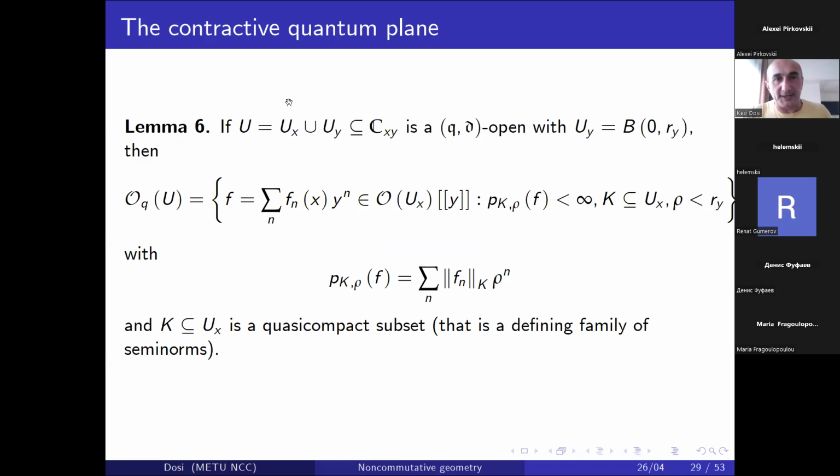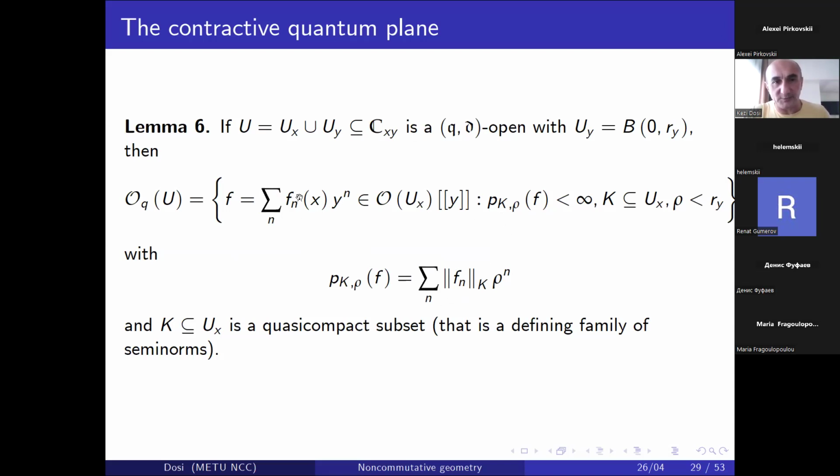Okay, so now let's take a QD open set. Remember, the right-hand side is a ball, I mean the open disk. Then my projective tensor product looks like that. They are like formal power series with coefficients from this algebra of holomorphic functions. Look, I have a family of seminorms, a defining family of seminorms, PK rho.